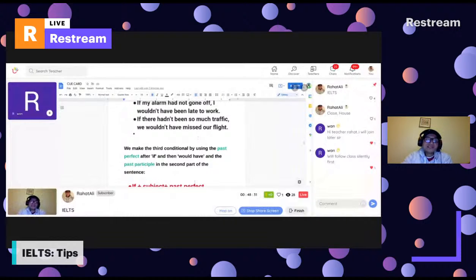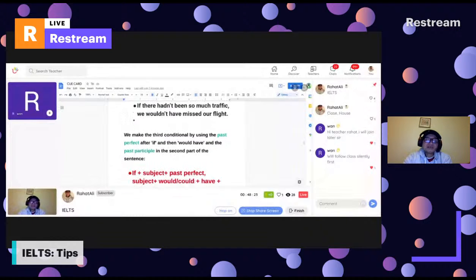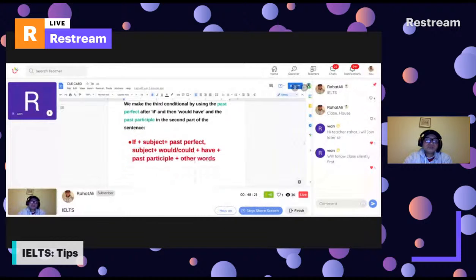So we make the third conditional by using the past perfect after if and when, then would have plus past participle in the second part of the sentence. So: if, subject, past perfect, would or could have, past participle, other words.